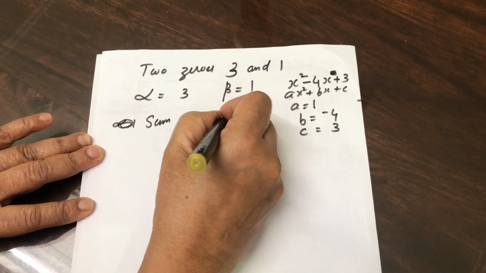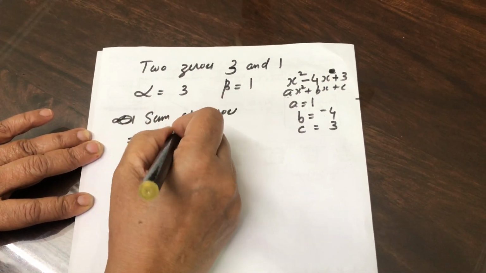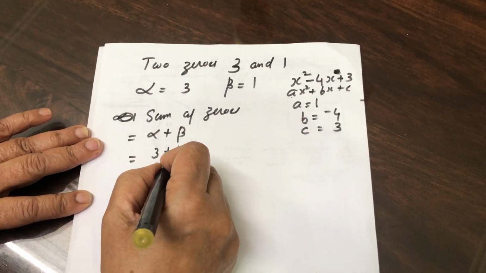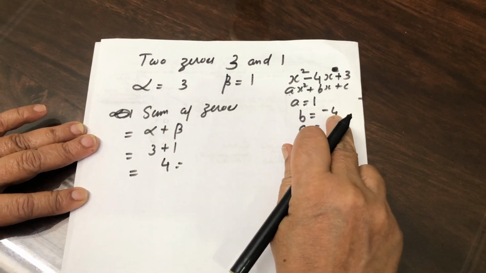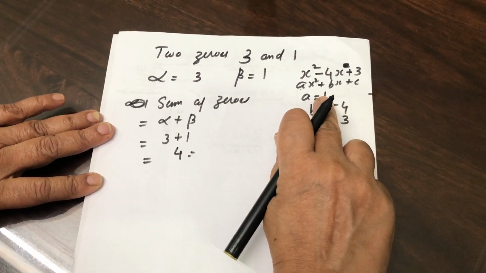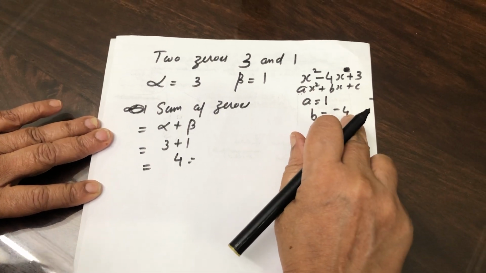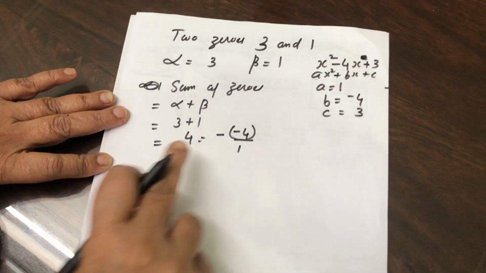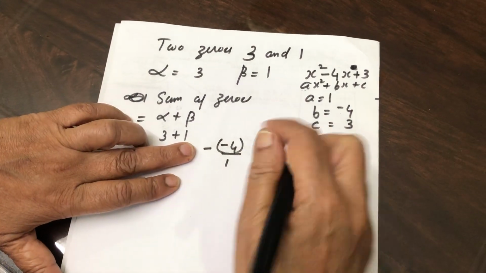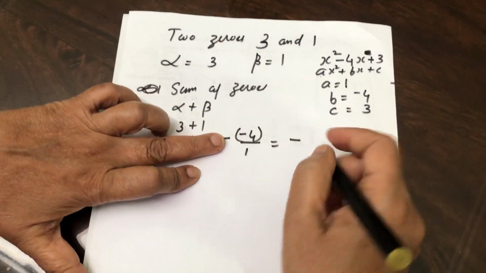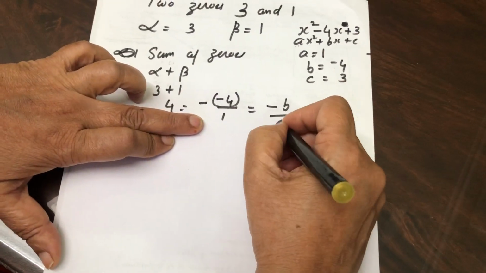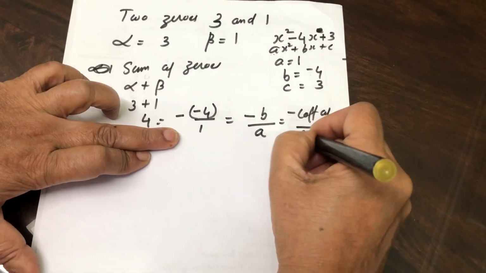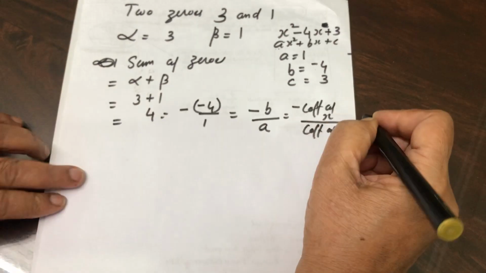Now alpha plus beta, the sum of the zeros, is equal to 3 plus 1, which is 4. How are you getting 4 from here? This is minus 4 by 1. You make it plus, that is, minus of minus 4 by 1. Minus of b by a, that is minus of the coefficient of x by the coefficient of x squared.